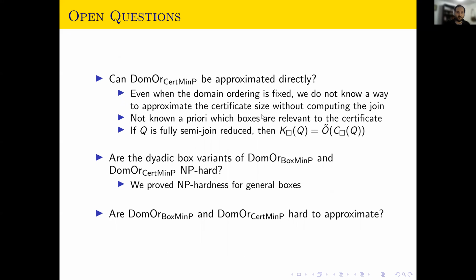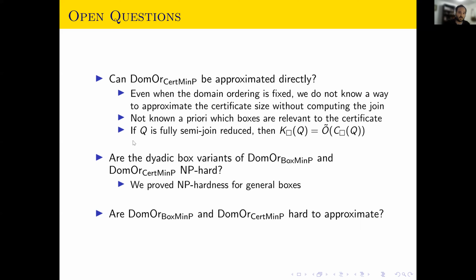Our work leaves several important questions open. The first of which is, can the domain ordering certificate minimization problem be approximated directly? In our work, we approximated the box minimization problem and used that as an upper bound on the certificate size. This problem appears to be hard because even when the domain ordering is fixed, we do not know of a way to approximate the certificate size without computing the join. It's not known a priori which boxes are relevant to the certificate.